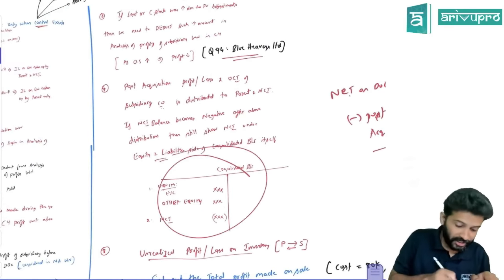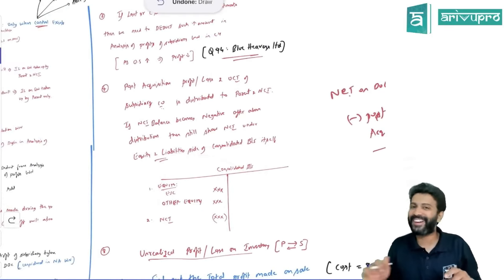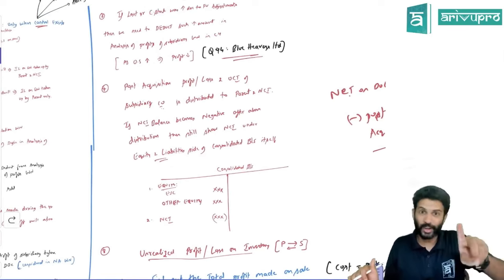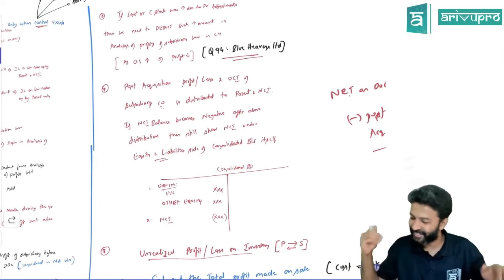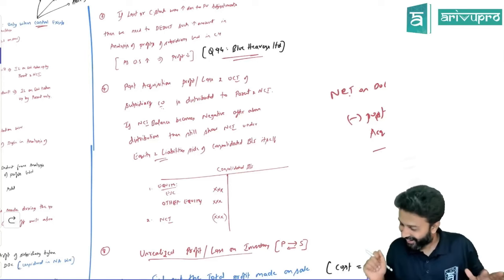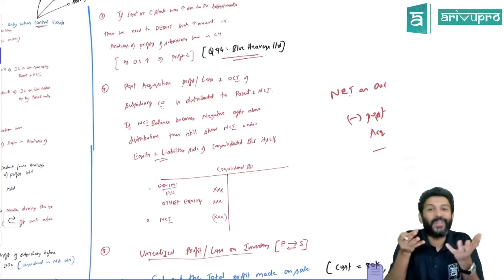In fact, accounting standard has a different viewpoint over here. They said this should not happen, but forget about that. Accounting standard level we have already left. CA Inter level we have already passed. Now we are in CA Final level.